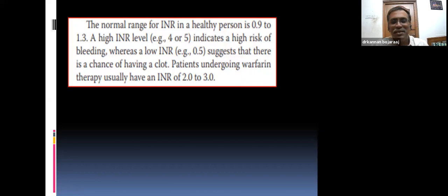when it is indicated. Anybody have any idea on warfarin? In a mitral stenosis patient with atrial fibrillation, they are more prone to thromboembolic manifestations. You have to keep the INR level at 2 to 3. For any patient on warfarin therapy, you have to check the INR every month to assess the efficiency of warfarin.